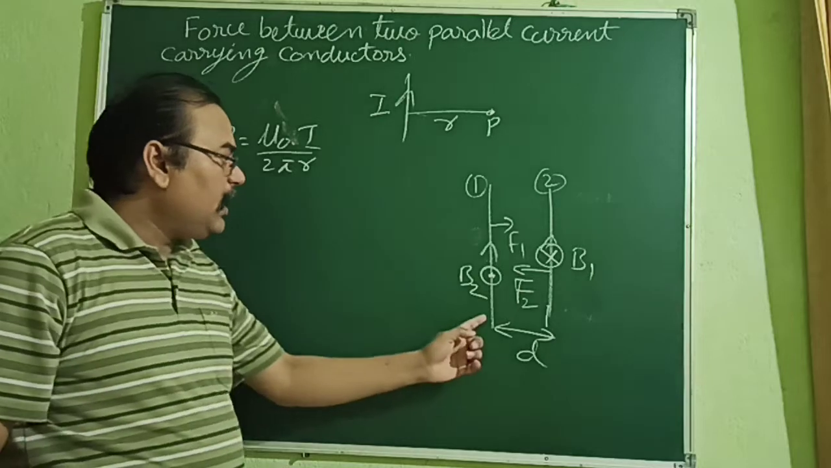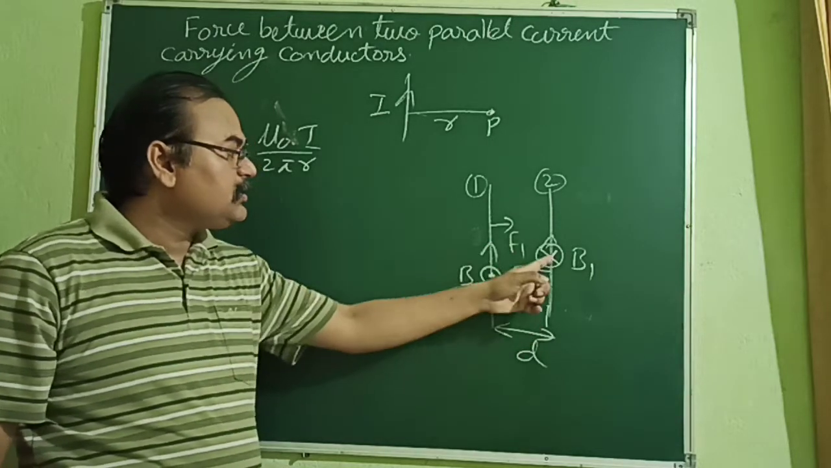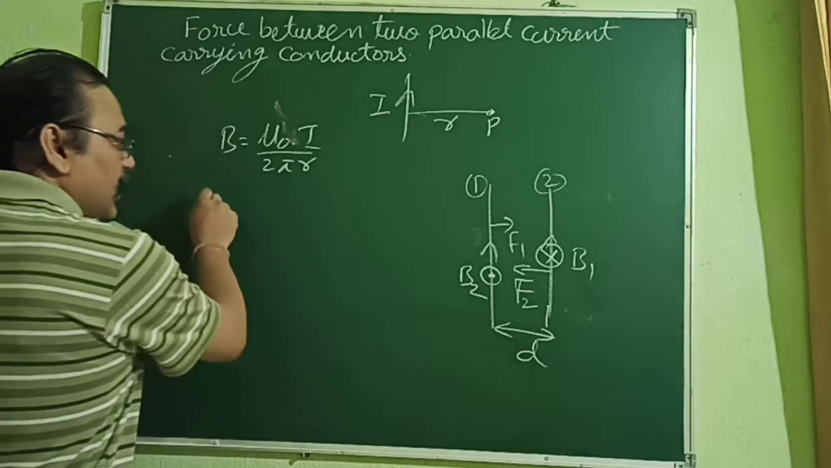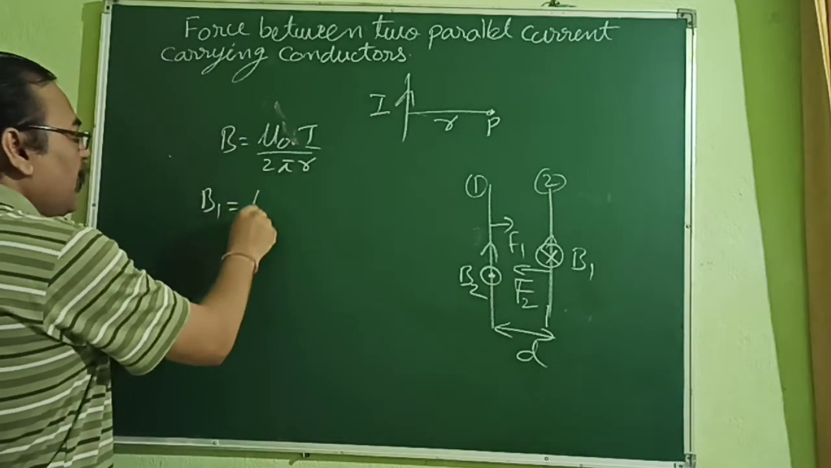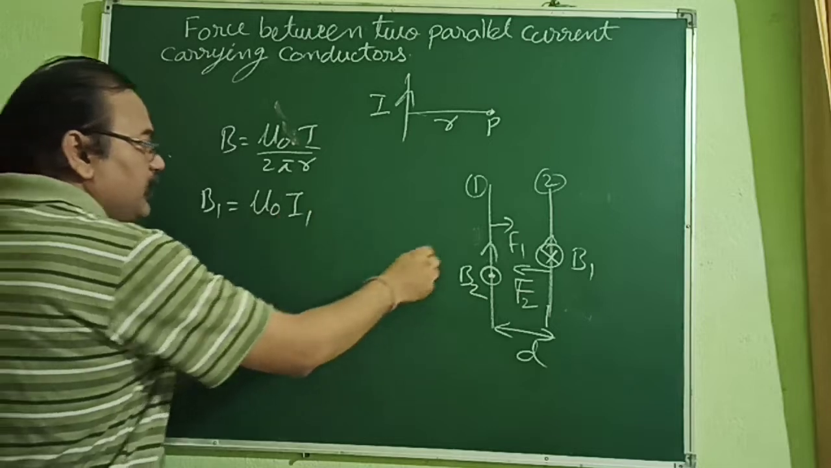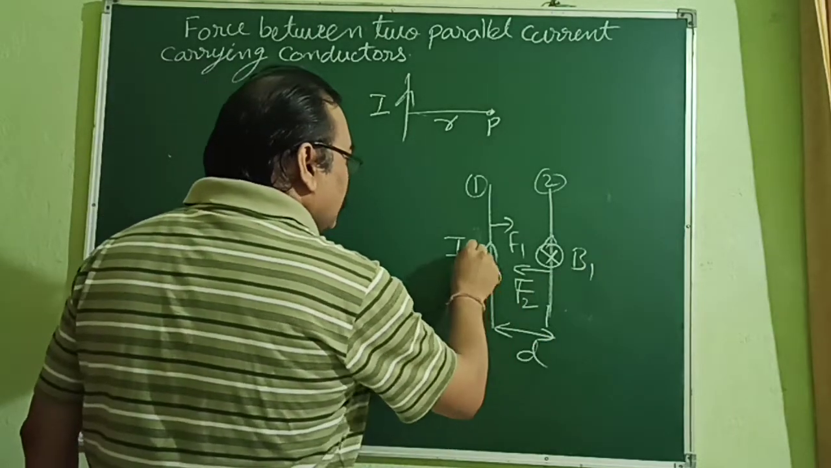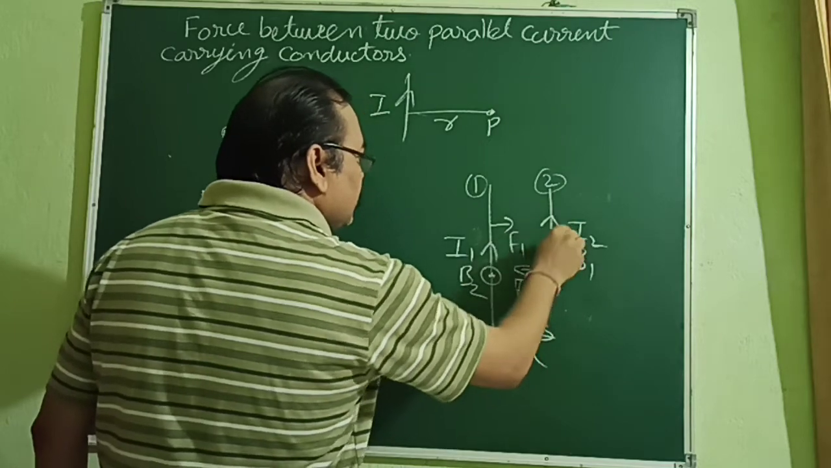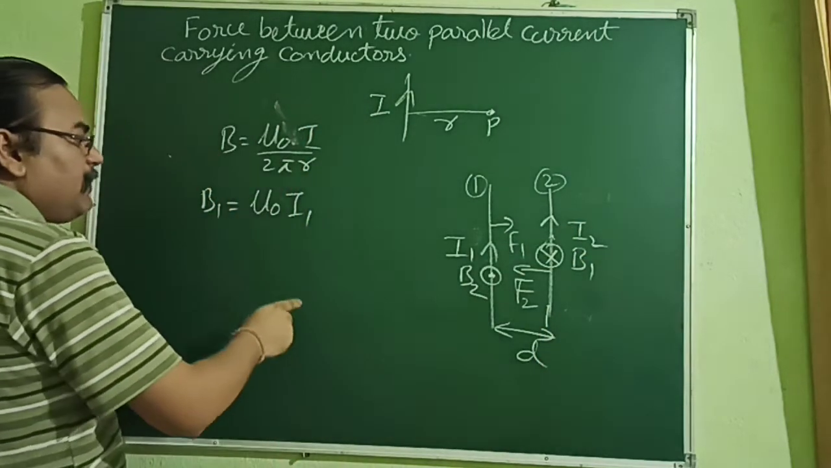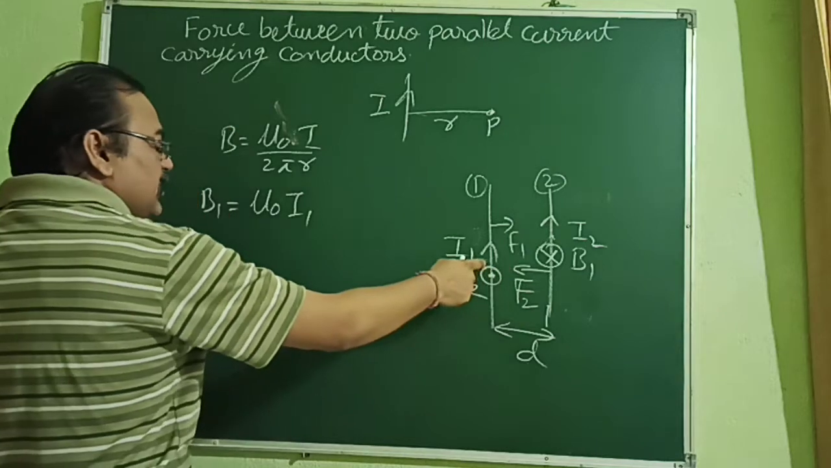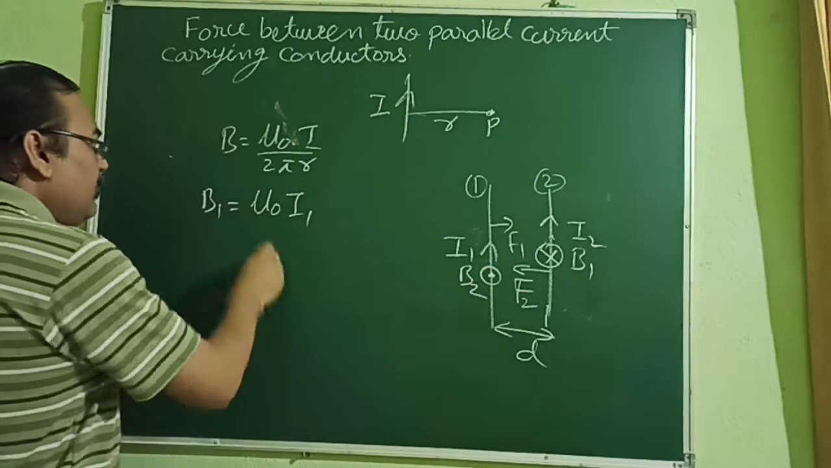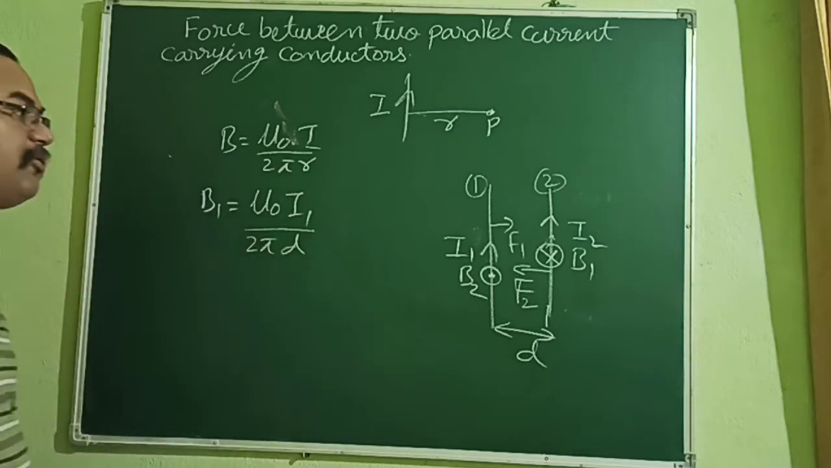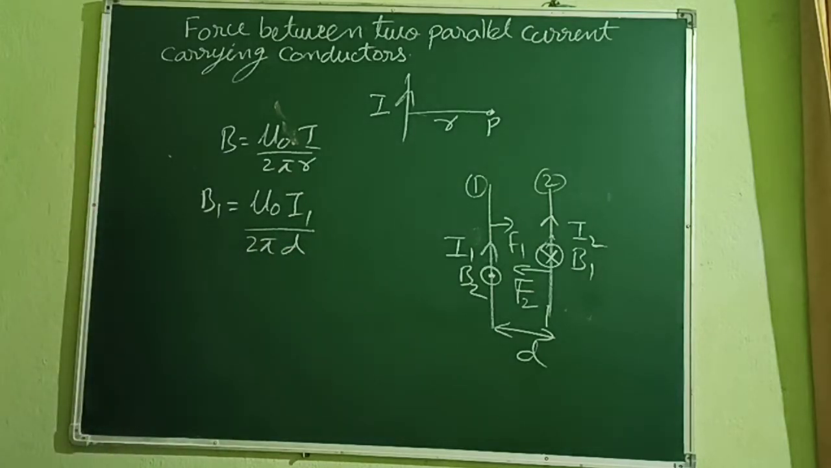So, at what distance are we finding the magnetic field due to this? At distance d only. So, what can we write? We can write B1 is equal to mu naught I upon 2 pi d, because both are carrying current I, suppose, or it is carrying I1 and the other is carrying I2. This is the expression for magnetic field produced by conductor 1.